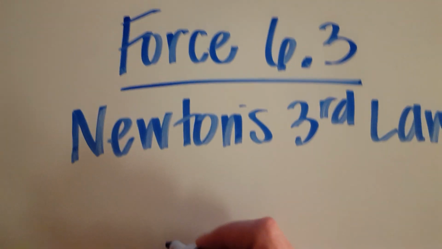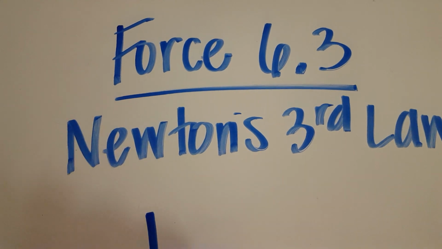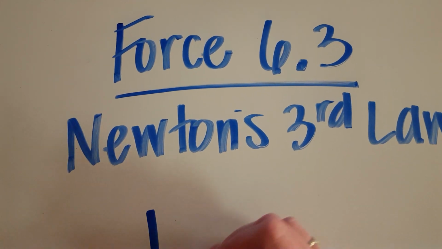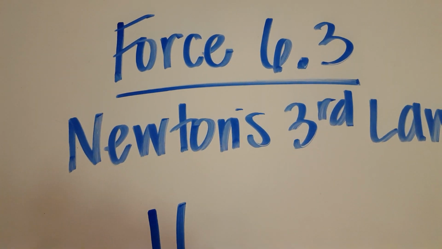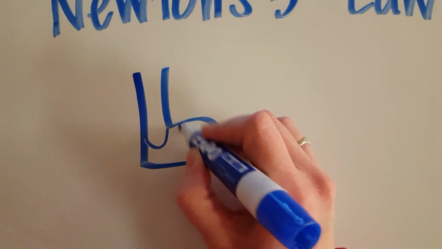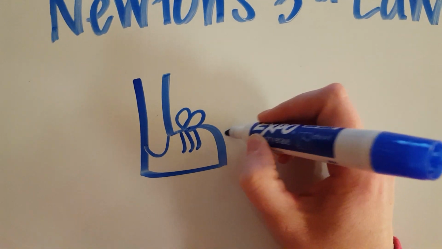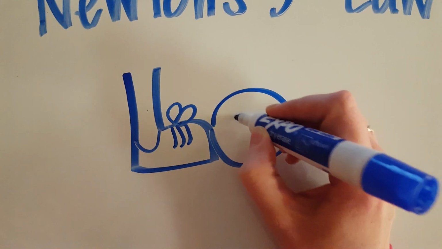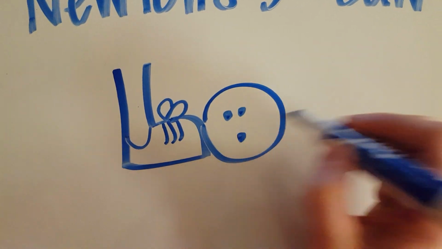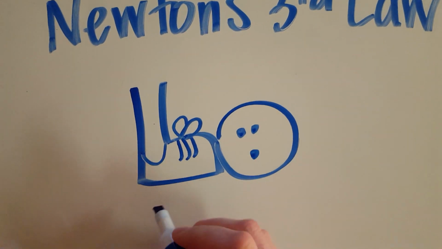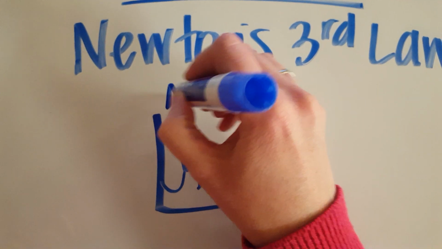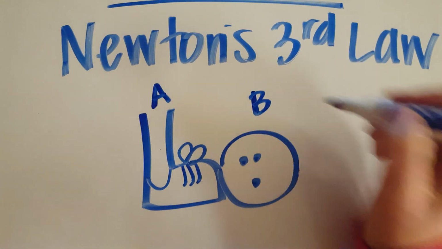So for example, we're going to take a look here at, this is going to be an epic drawing, a foot kicking a bowling ball, which is an intelligent thing to do. So we'll call the foot A, and we'll call the bowling ball B.